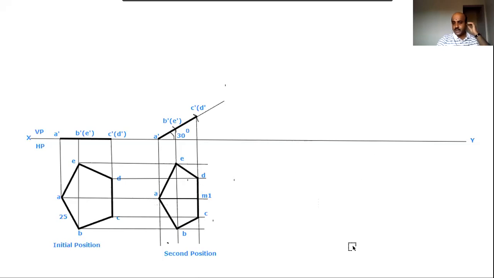Now what we are supposed to do here is, in the third position, this AM appears to be inclined to VP at 30 degrees. So to satisfy that condition, we have to draw a 30 degree line, and on the 30 degree line this AM1 should come. First you mark the AM1 over that 30 degree line, and then we construct the pentagon. Okay, let us draw that first. So draw a line for 30 degrees.